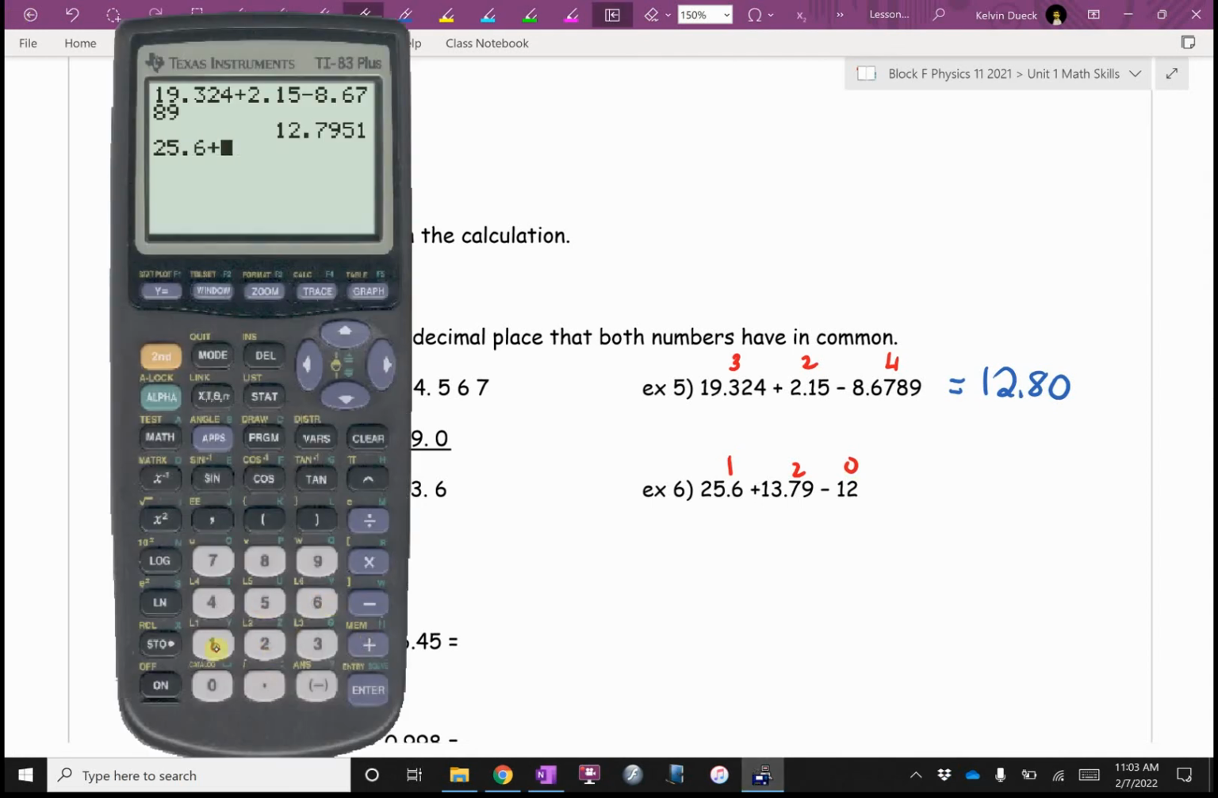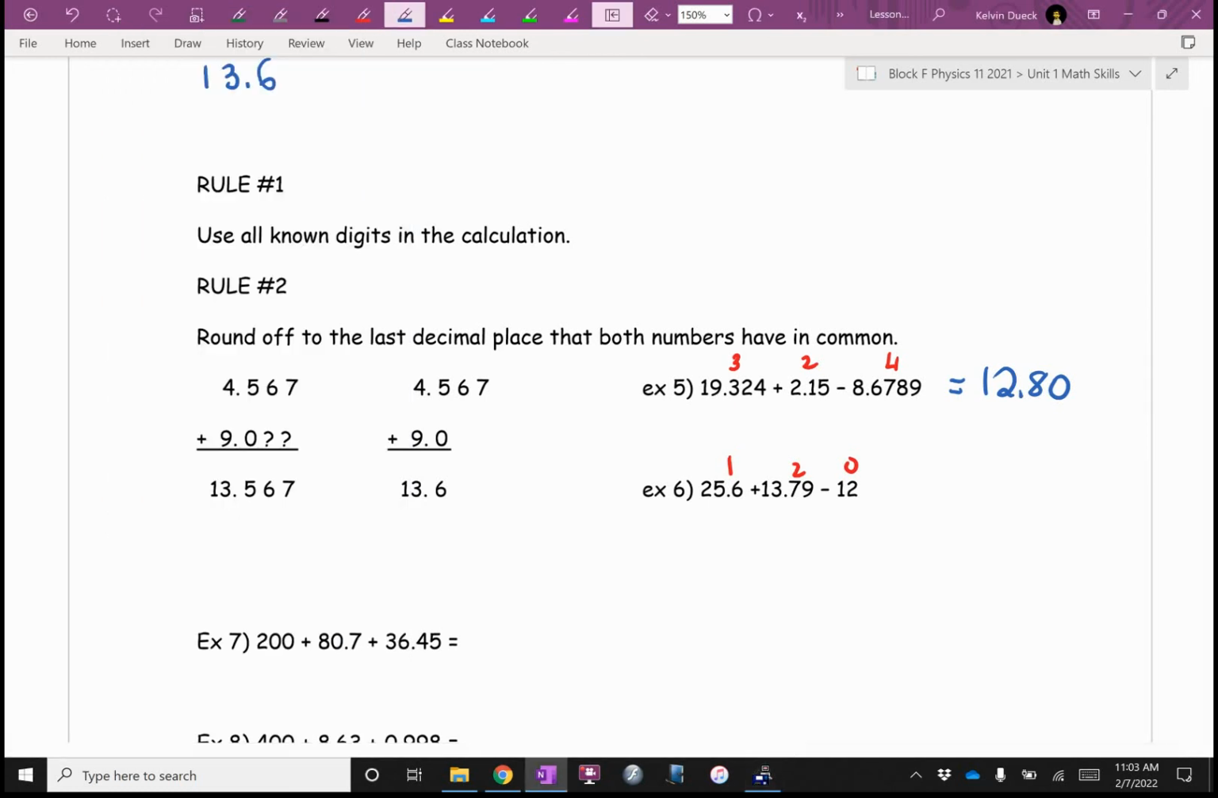25.6 plus 13.79, take away 12. Fahim, what's my final answer if I round off properly using the rules for sig figs going to be? Yep. What if you wrote 27.0? I would have to mark that incorrect, because now you said you're accurate to 1 decimal place. We cannot say that with this data.